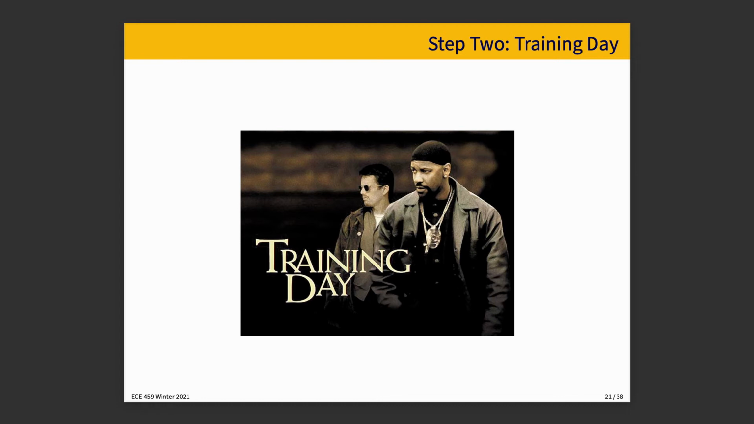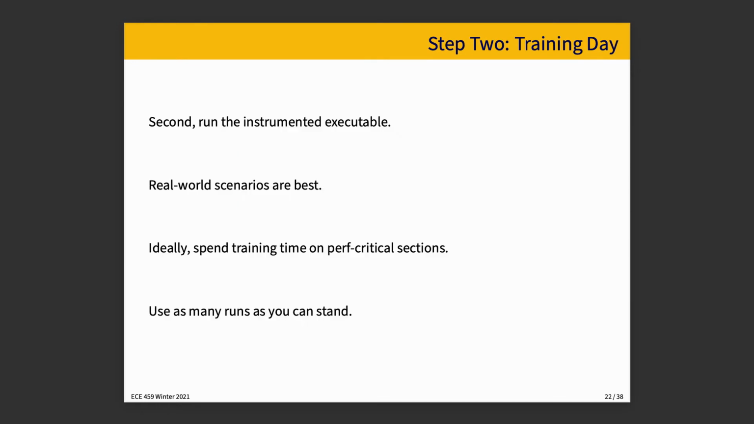Run the instrumented executable through real-world scenarios. Ideally, you spend the training time on performance-critical sections, and you are focused on the ones that matter the most in your program. Real-world scenarios are the best. Having this run on your unit tests isn't ideal because it's not doing what you need. It's not doing what you want. You should be testing out based on what you expect people are actually going to do, and the things that are most important in your program.